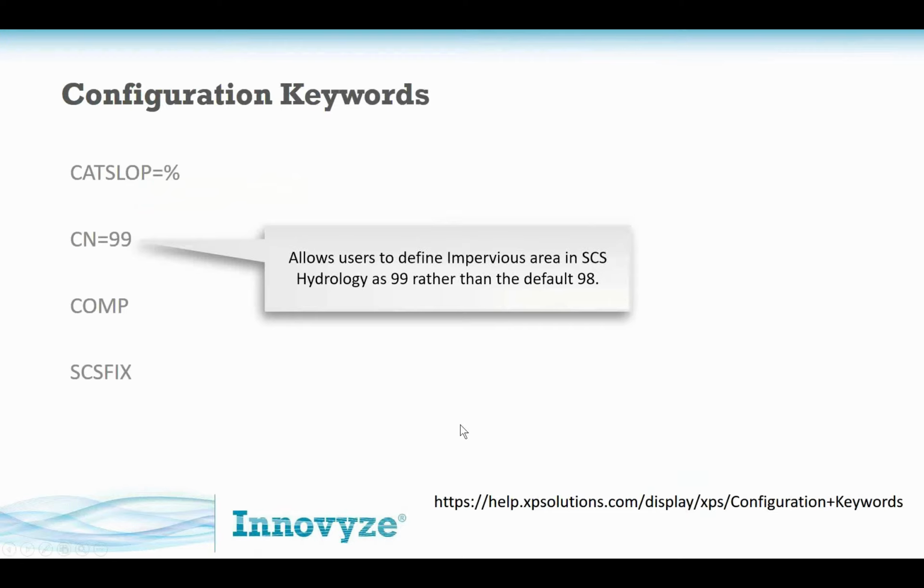Curve number 99. If you put curve number equals and then put a 2-digit number, integer, we allow the impervious default, if you will, from 98 to whatever number you select. Most cases it's going to be 99. I don't know any reason why not to keep it in one of those two elements, but you could set it to 80 if you wanted to. I wouldn't, but go from there.